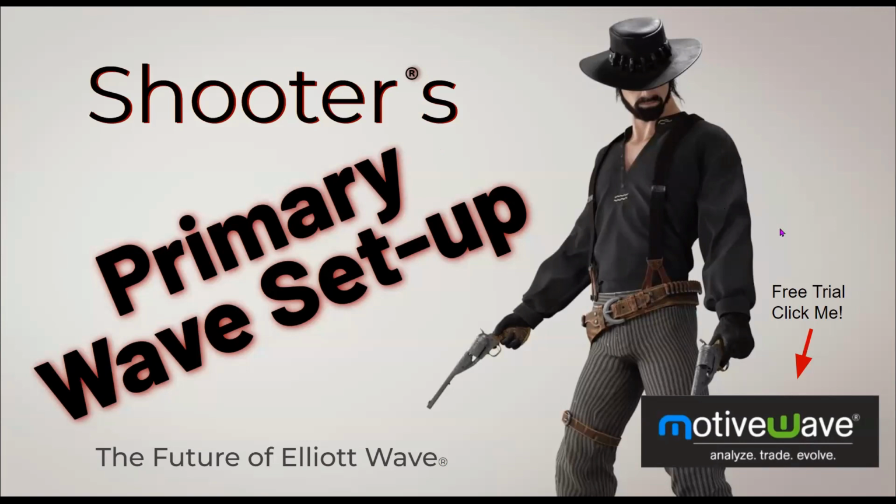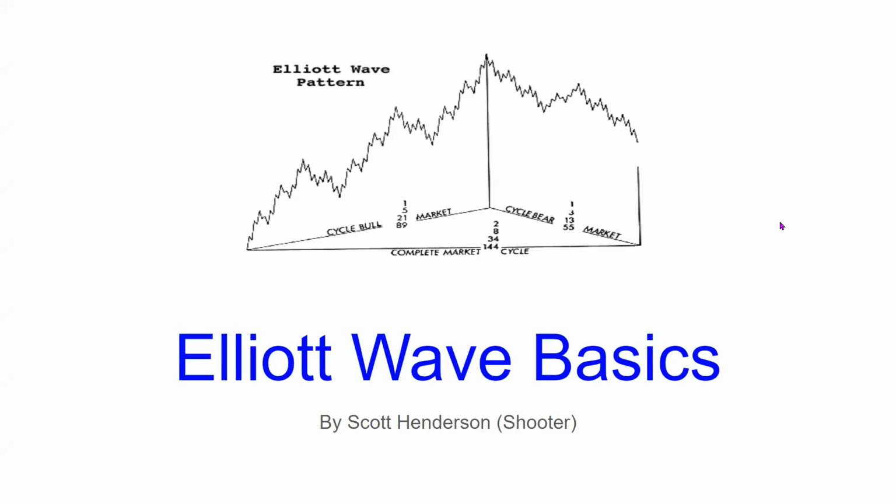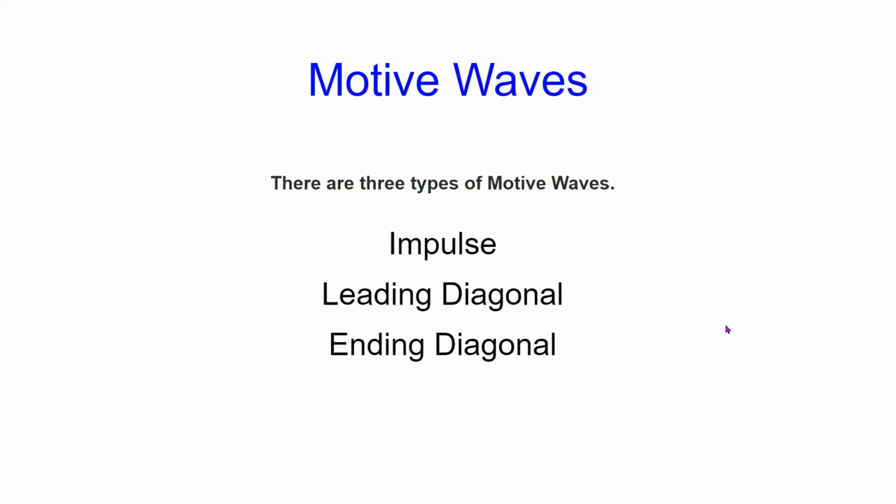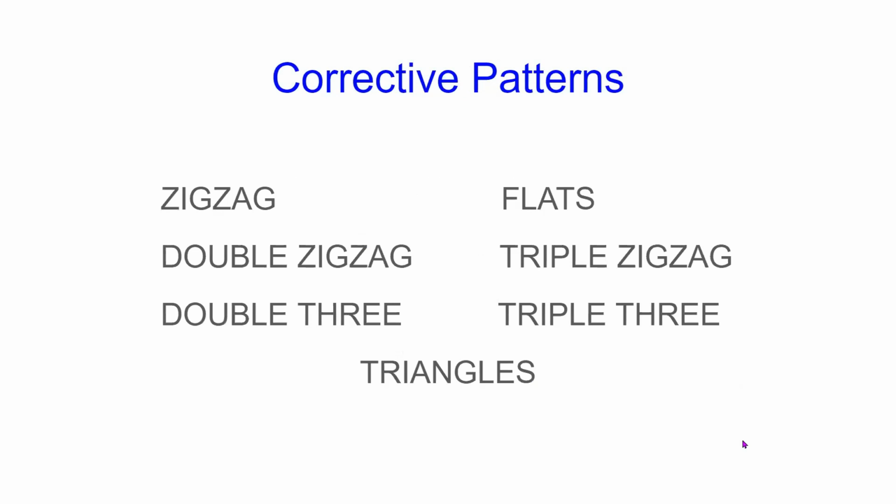Now, I want to start with a basic foundation of Elliott wave. What Elliott wave really is, is a cycle program. So we're measuring the trough to the peak and to the trough again. Now, there are two types of Elliott wave patterns: motive waves and corrective patterns. With motive waves, there are three types: an impulse wave, a leading diagonal, and an ending diagonal. Now, the corrective patterns are zigzags, double zigzags, double threes, flats, triple zigzags, triple threes, and triangles.